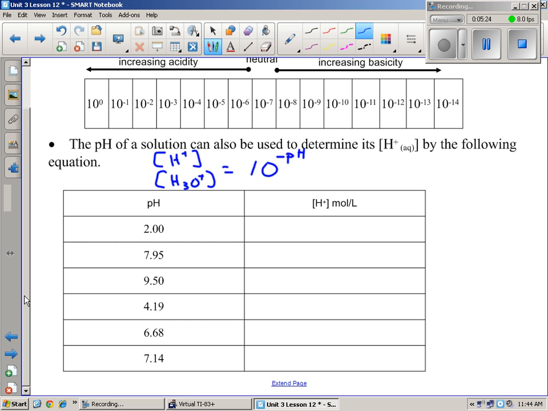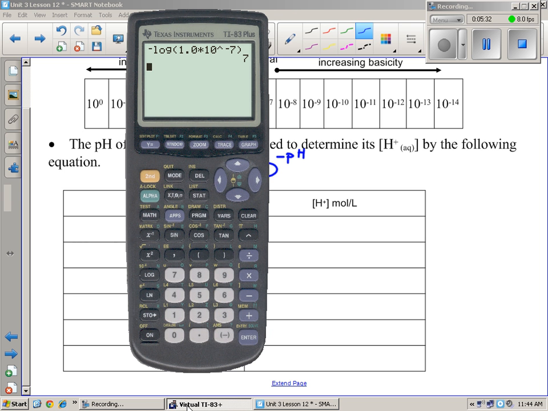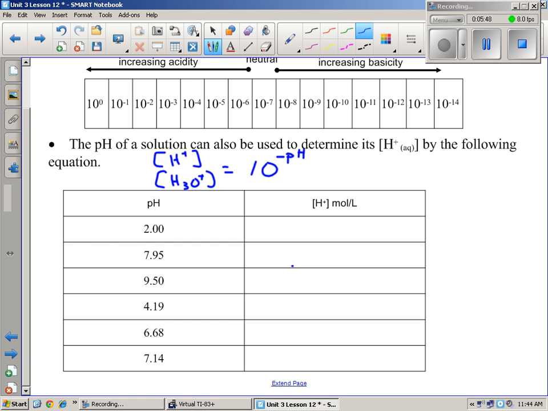So for the first one, for example, you'll just simply type in your calculator 10 to the power of negative pH, okay? So for this one, 10 to the negative 2.00, and you enter, and you get 0.01, okay? So that's how you're going to do these calculations. I'll give you some time. You guys can do those. With the first one, look, that's the answer, 0.01 moles per liter.